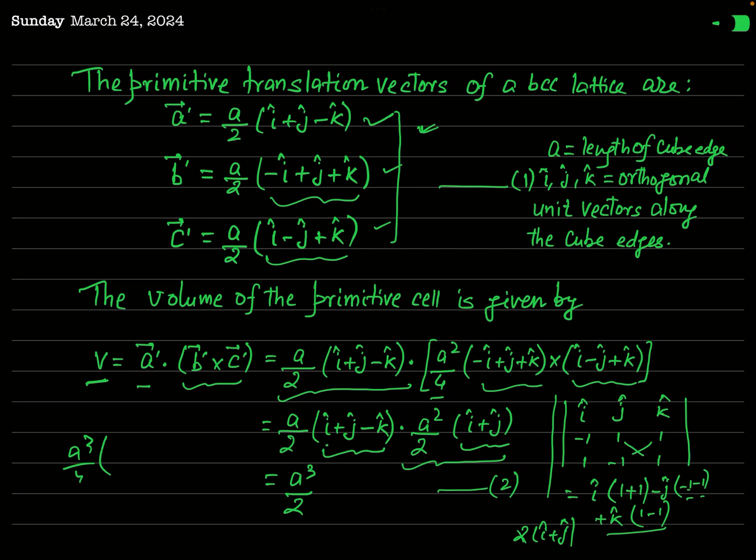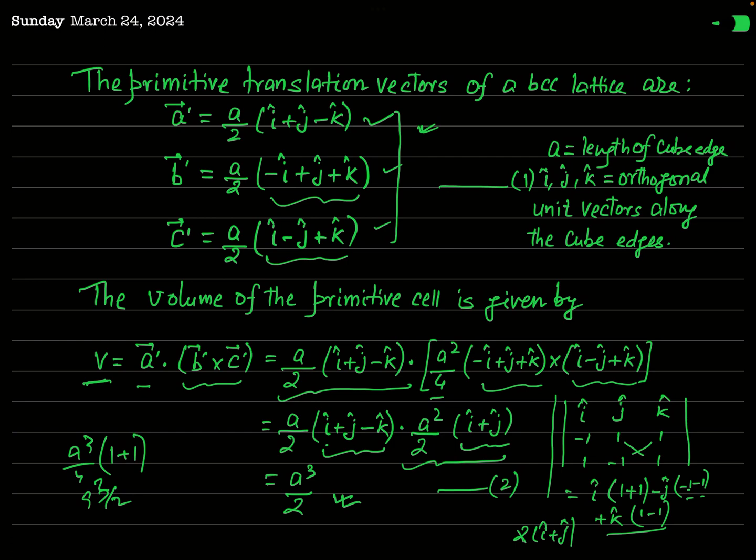You can see i dot i, that will be 1. And j dot j, that will be 1. And all other terms will be 0. So this 1 plus 1 will be 2, and therefore this is simply a cube by 2. So we find that the volume of the primitive cell of this BCC lattice is equal to a cube divided by 2.